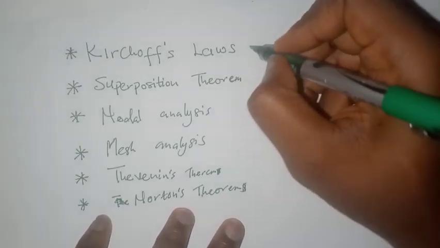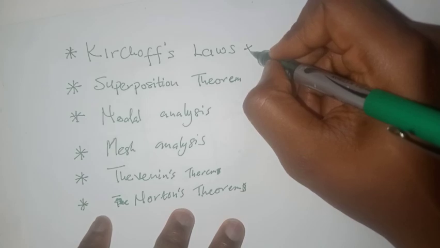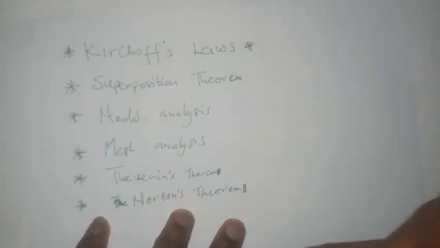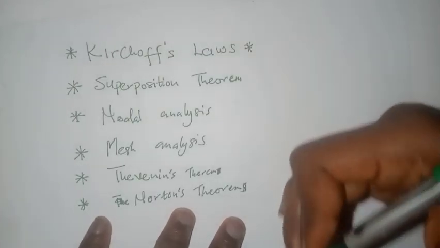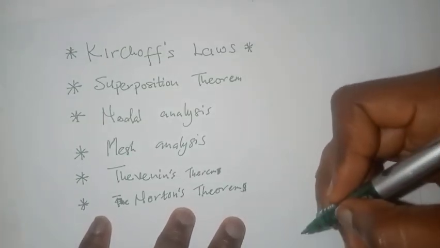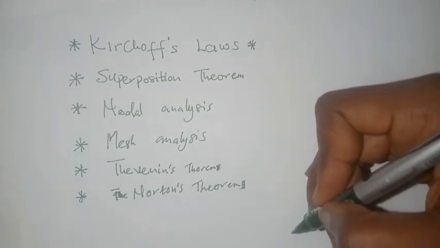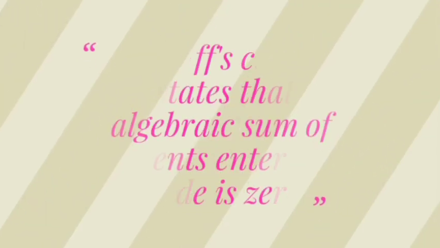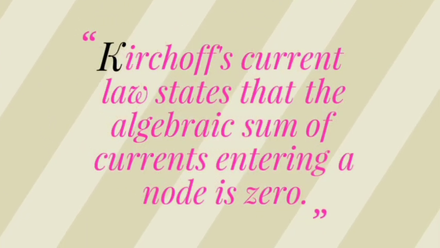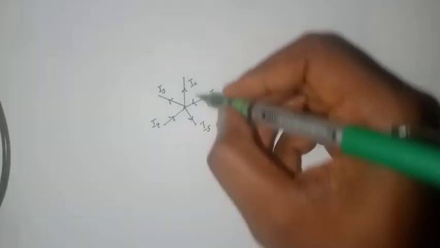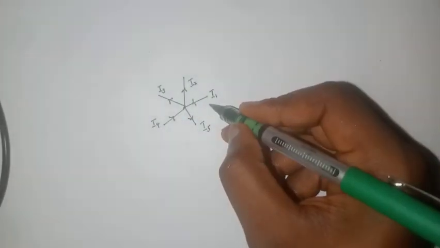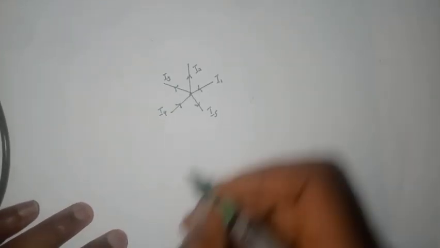In this video, we'll be looking at Kirchhoff's laws and the procedures that we have to go through when we are applying Kirchhoff's laws for circuit analysis. Kirchhoff's current law states that the algebraic sum of currents entering a node equals 0. In essence, if we take this node, for example, we have currents that are departing from the node and currents that are entering the node simultaneously.